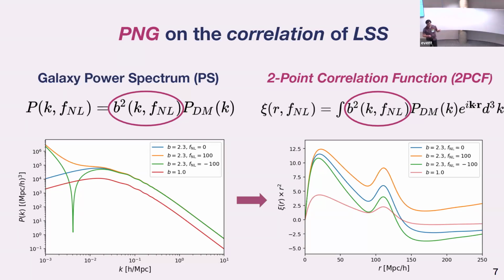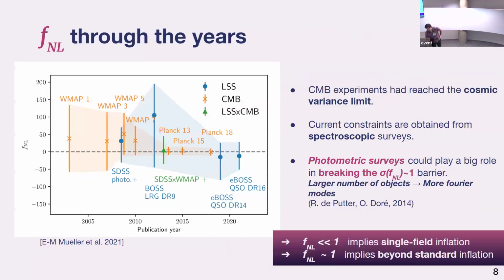Interestingly, since the two-point correlation function is the Fourier counterpart of this power spectrum, you can also transfer the same effect to the two-point correlation function, as you can see here. In blue, you have the two-point correlation function without any effect of FNL. And then in orange or green, you have different values, FNL 100 and minus 100. So the interesting thing is that you can use this kind of tilt on the two-point correlation function to measure this FNL parameter. And this is something that has been done before.